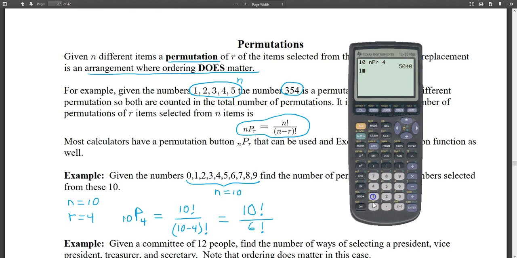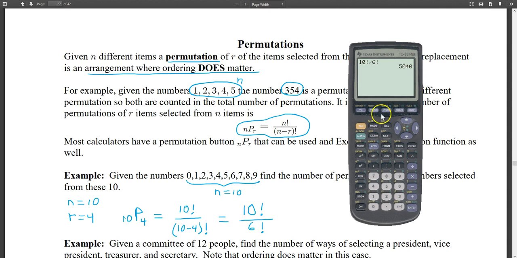So this number down here would be 5,040. If we evaluated 10 factorial divided by 6 factorial, that's exactly what we would get. We can check it out here. 10 factorial divided by 6 factorial. Oops, that's not what I want. Let me start that over again. 10 factorial divided by 6 factorial, and we get the same thing, 5,040. So we can just use the built-in nPr function on the calculator.